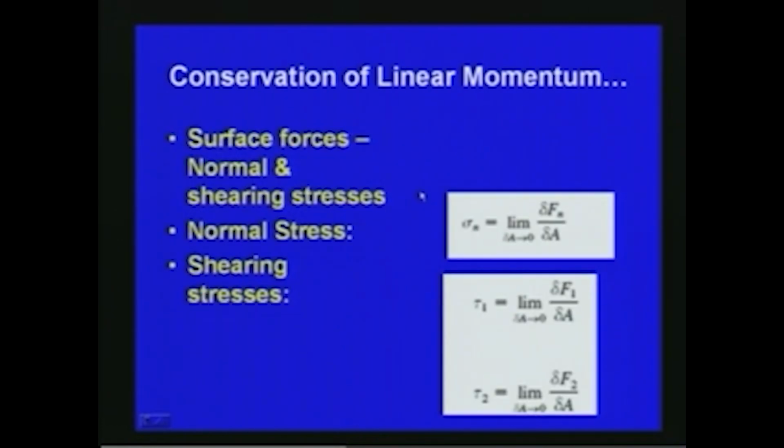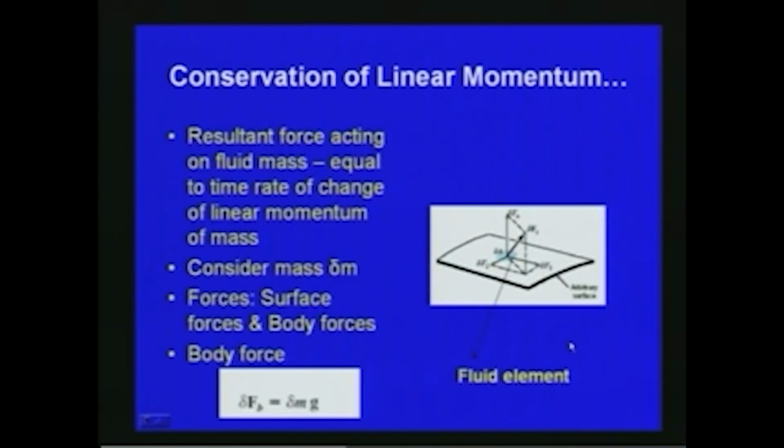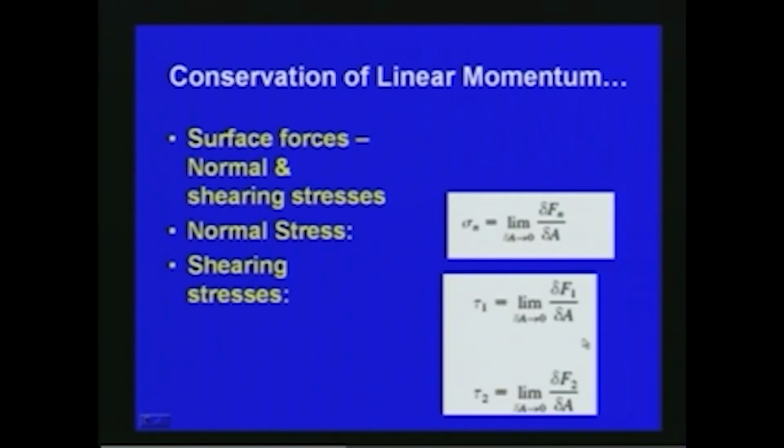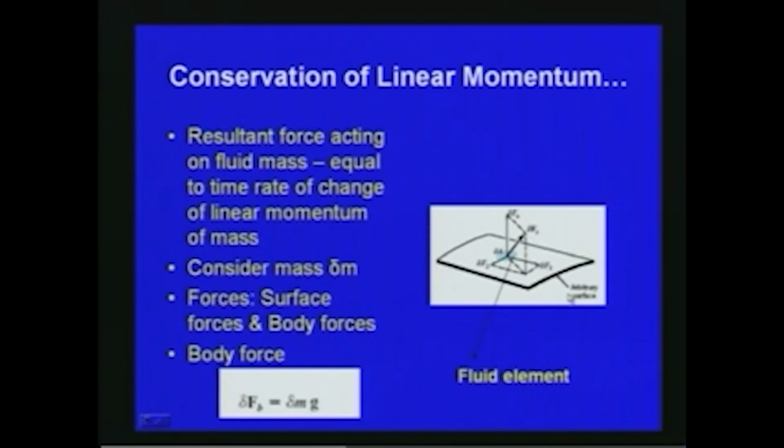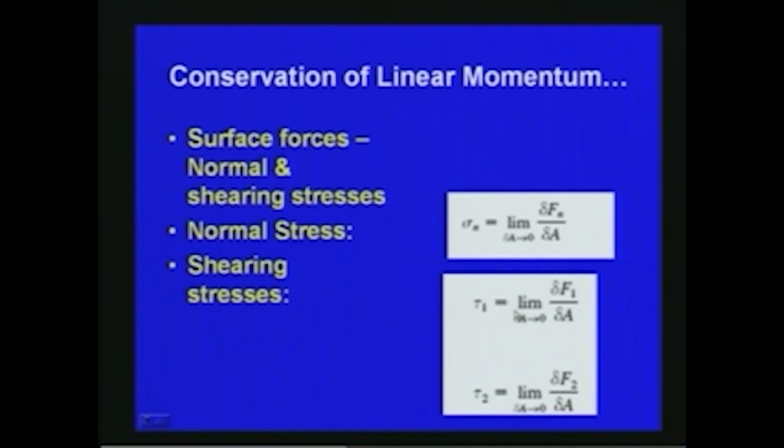Now the other surface force is the so-called shearing stress. As shown in this figure, it can be split into forces F1 in this direction and F2 in the other direction: F1 in the x direction, F2 in the y direction. So we have two components for the shearing stress. The first one, tau 1, is the limit of delta F1 by delta A as delta A approaches 0, and tau 2 is the limit of delta F2 by delta A as delta A approaches 0. These are the main surface forces.